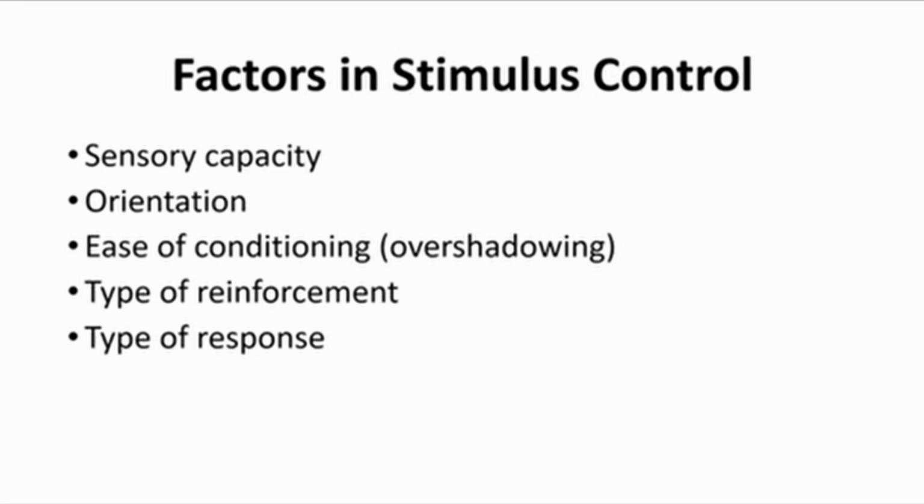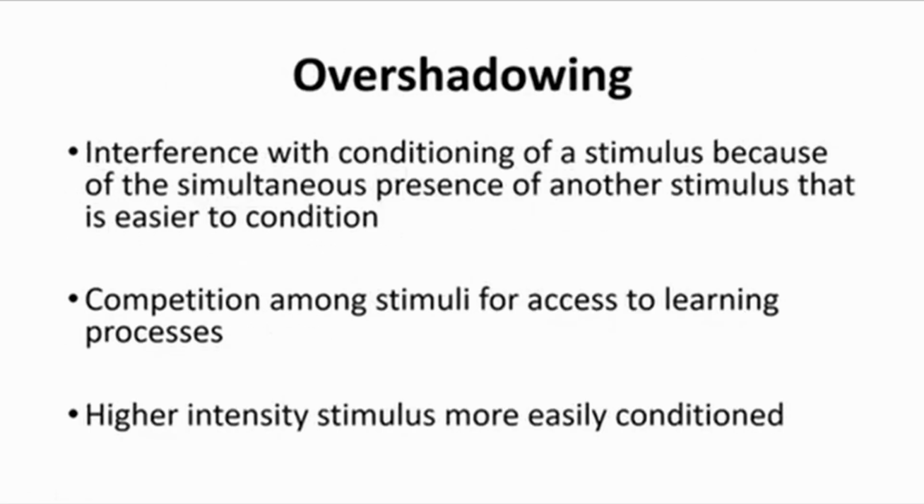Today we're going to continue on and talk about how stimulus control can depend on other stimuli involved in a particular situation. So specifically, we're going to be looking at overshadowing. And overshadowing is the interference with conditioning of a stimulus because of the simultaneous presence of another stimulus that is easier to condition.